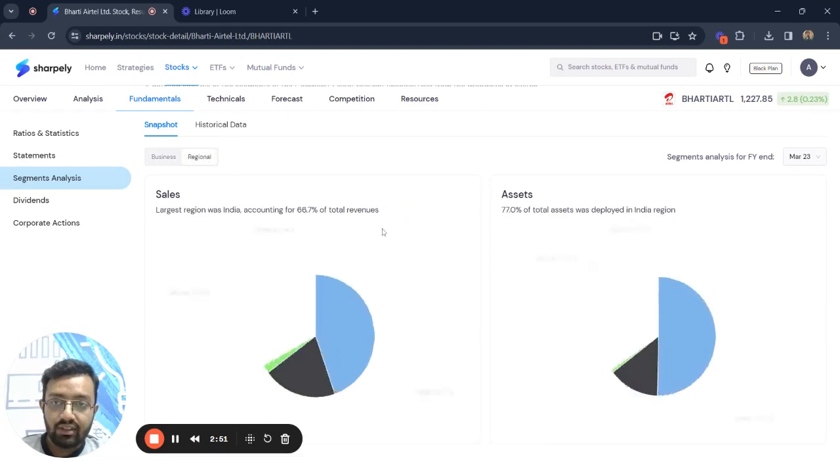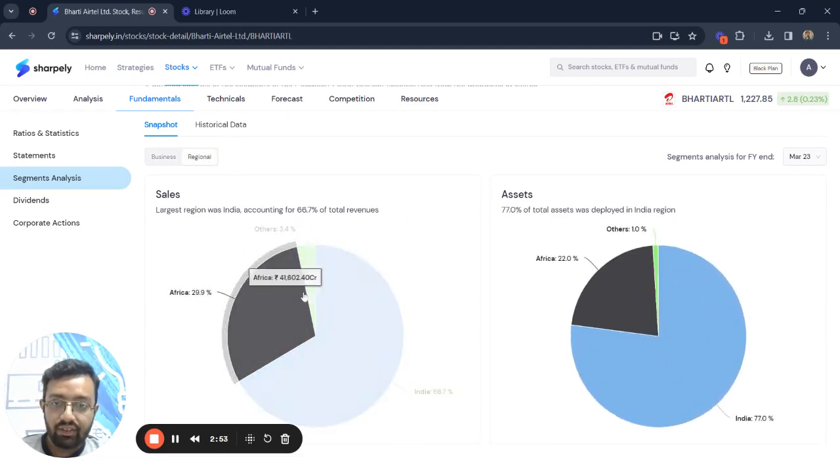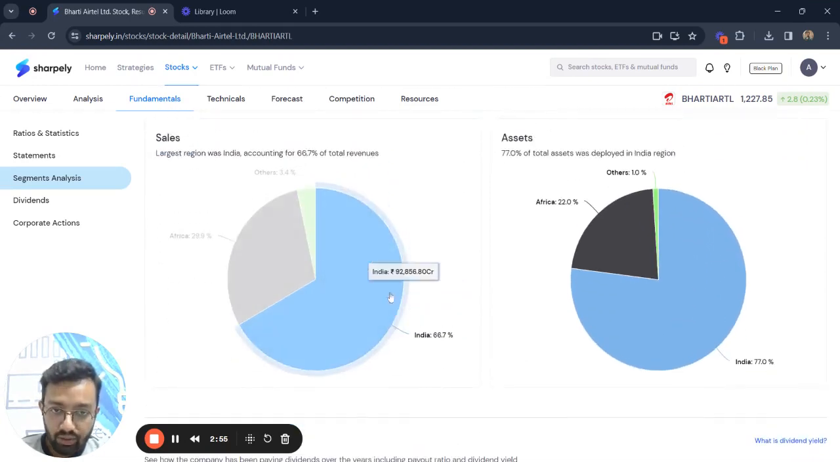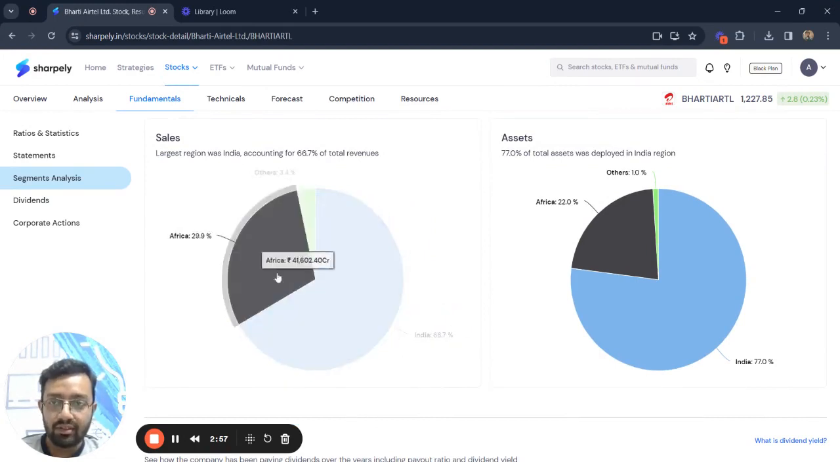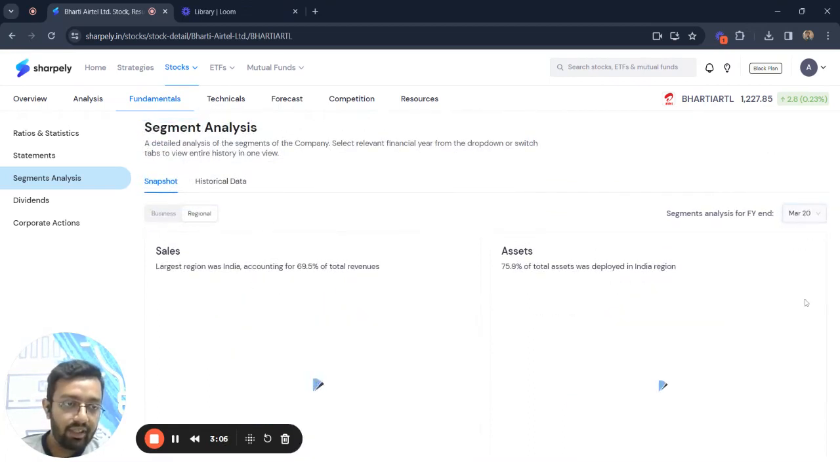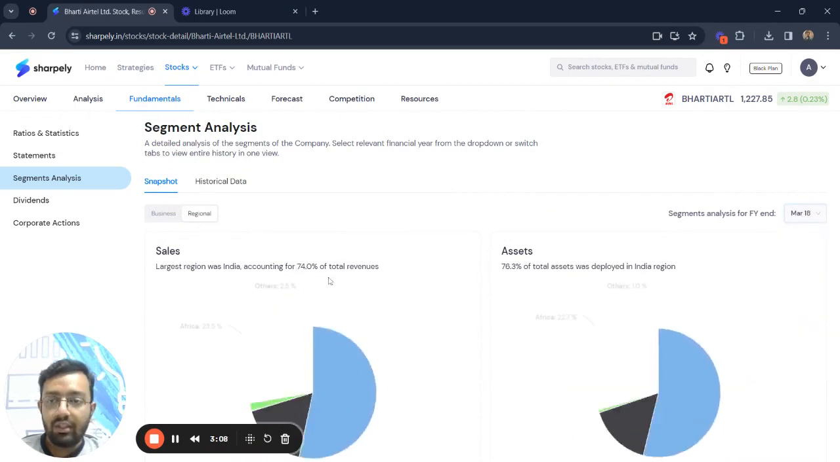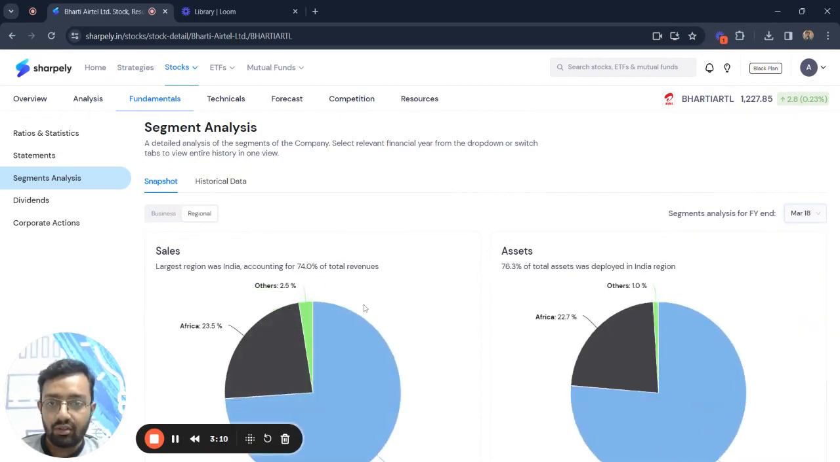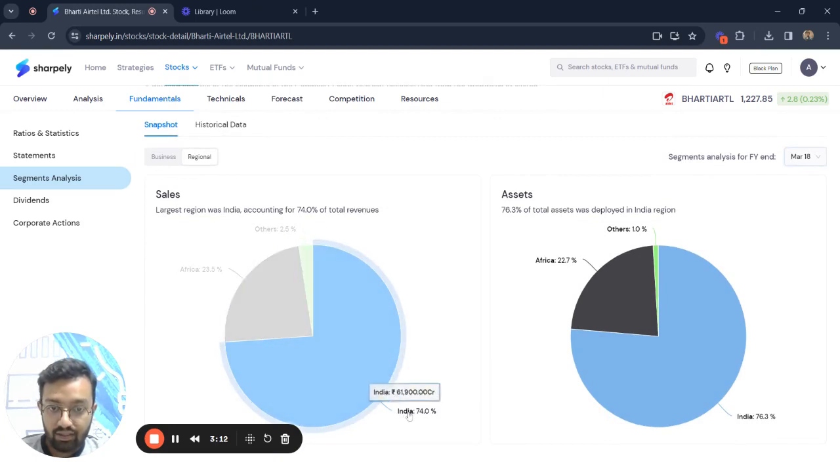We also have the regional data that we can see, like India is contributing about 67% of the sales. Africa is at 30%. And you can also change the snapshot time period. Like if I want to see how the distribution was in March 2018, then I can see India used to contribute very high in 2018.